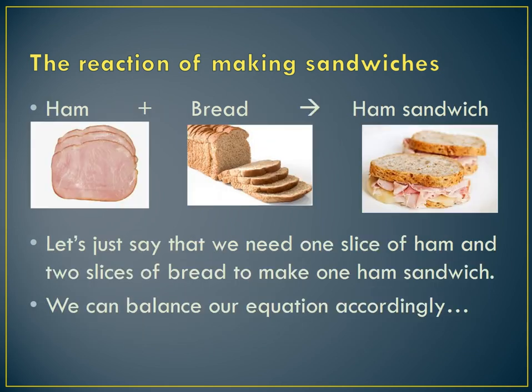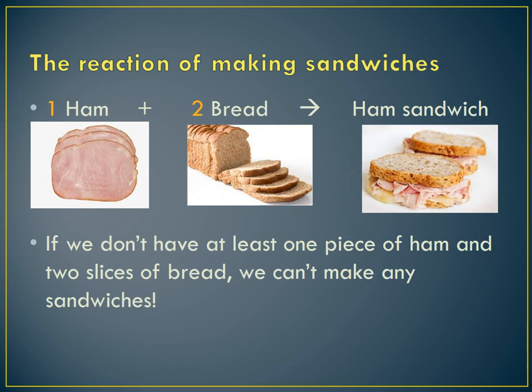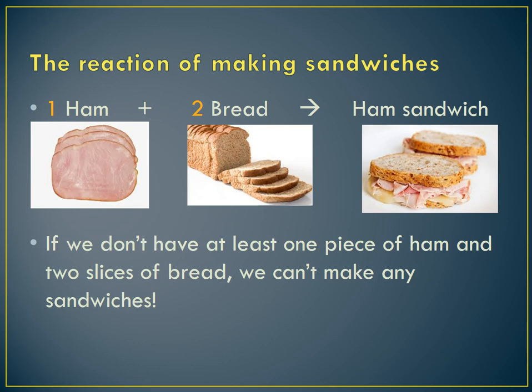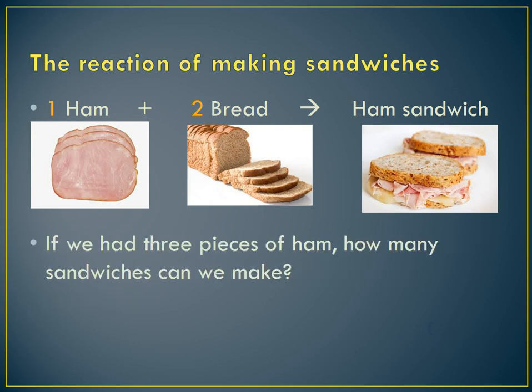So if we think of this like a reaction, and we say we need one slice of ham and two slices of bread, they become like our coefficients in our reaction. Okay, and then we would only form one sandwich. So we get one ham, two bread, and we get one ham sandwich. If we don't have at least one piece of ham and two pieces of bread, then we can't make a sandwich. We have something other than what a sandwich is.